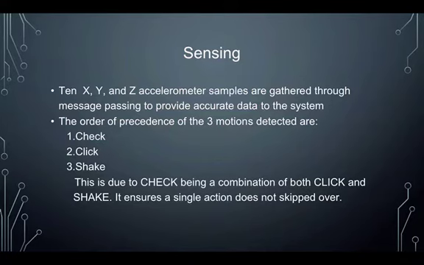Sensing was done by obtaining 10 X, Y, and Z samples from the accelerometer. These samples were stored using dedicated message queues. To allow for separation of the various motions, an order of precedence was implemented. Check was chosen to have the highest precedence because it was detected by using a combination of logic used to detect both click and shake. On the other hand, shake had the lowest precedence because it was the most easily detected.